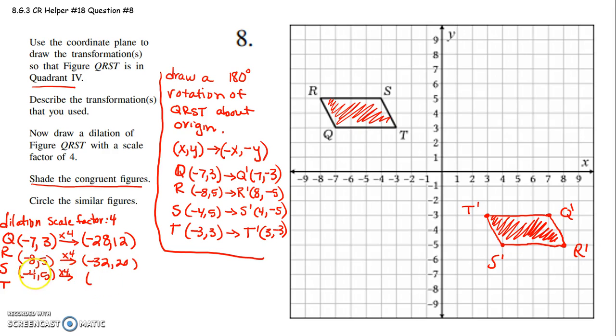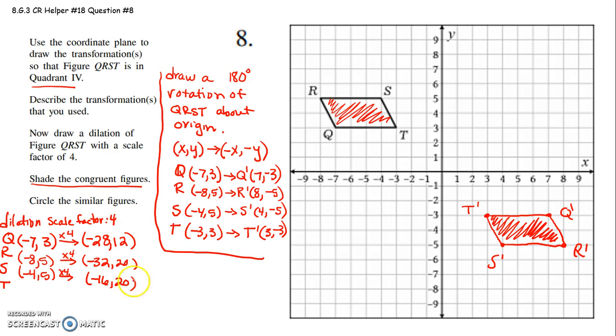All right. -4 times 4 is -16. 5 times 4 is 20. Sorry about that. Hold on. And finally, -3, 3. Multiply each of those by 4, and you come up with -12, 12. All right, so you would circle this figure. If we could draw it in, we would circle this figure and the original figure, but we can't because the grid only goes from negative 10 to 10.